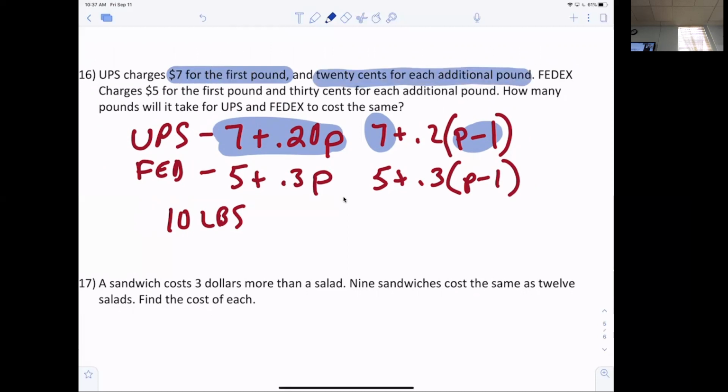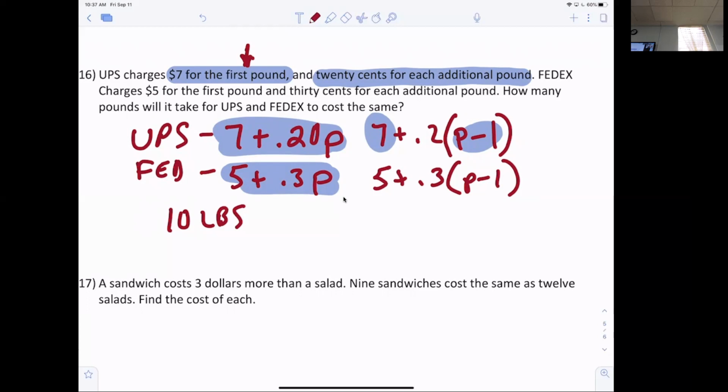Right? And like I said, he's right. If all you want to do is just write down these two equations, you're going to think you're right. You have to understand that the $7 is for the first pound. So you're not paying 20 cents more for the first pound. How much would it cost you if you brought a 10-pound package to UPS?